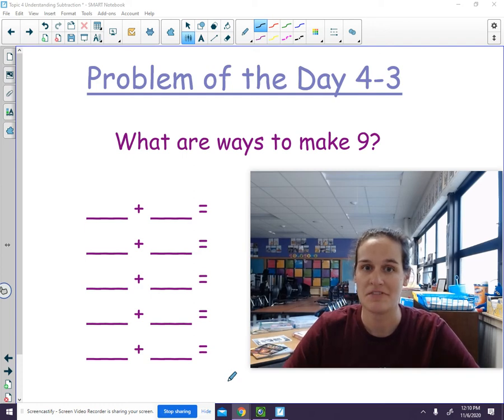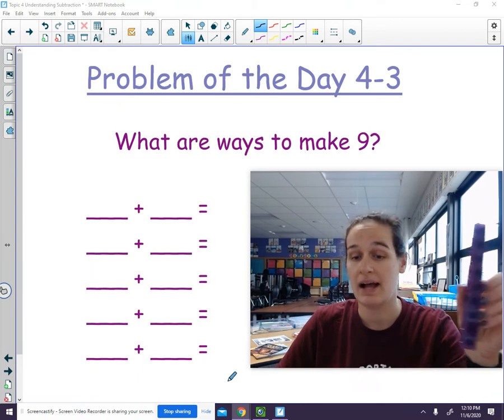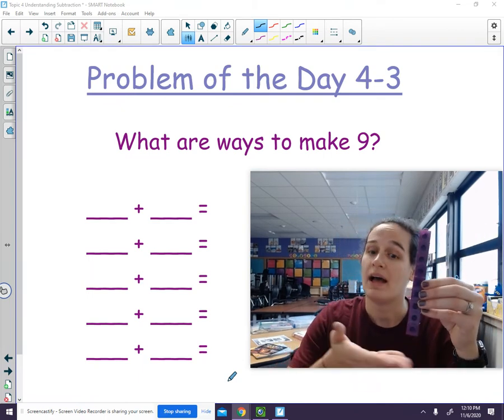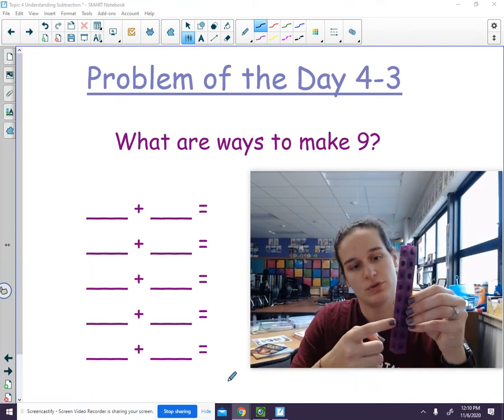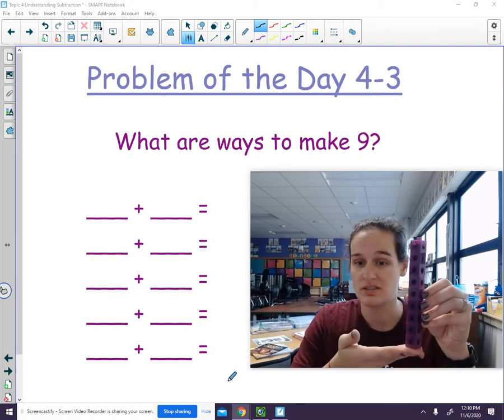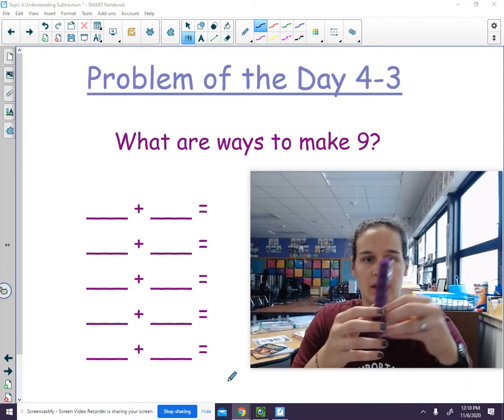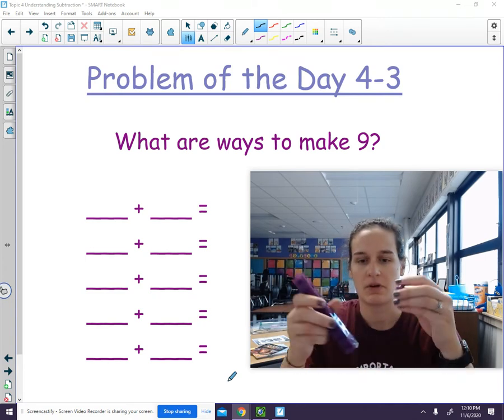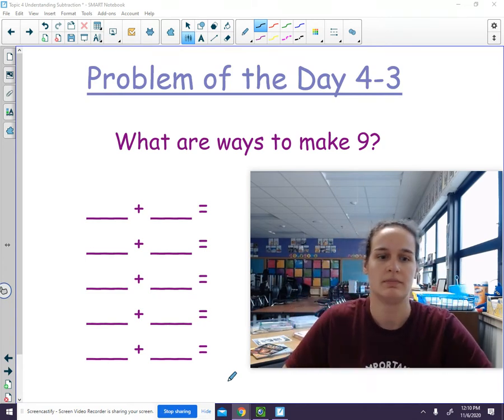Our problem of the day says, what are ways to make 9? So I'm going to start with 9 cubes. And when I have my 9 cubes, 1, 2, 3, 4, 5, 6, 7, 8, 9, I'm going to use this to make some different ways of 9. I'm going to just pull one off to start. So I can use the number 1, write that down.